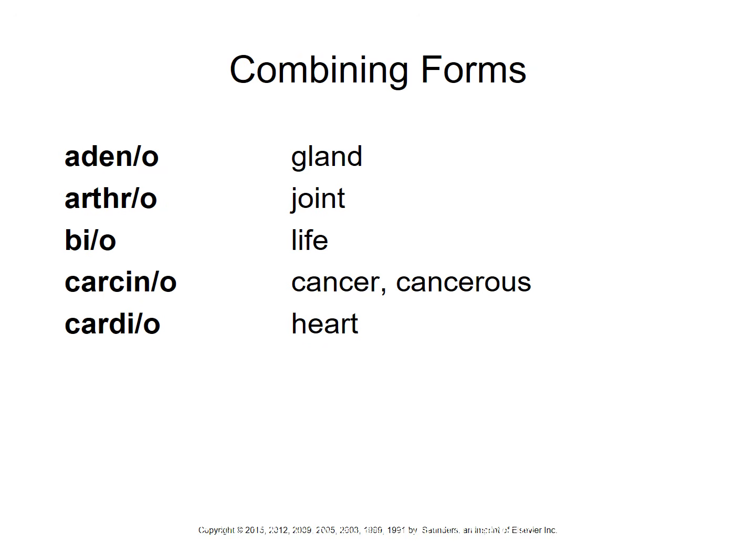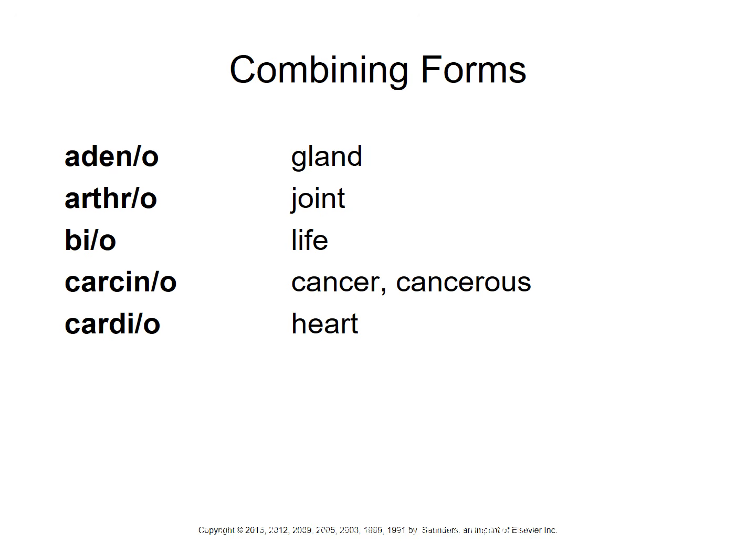Then we start with some other combining forms, and these are listed on page 5 in your textbook. The first one is adeno. Now notice they're using the root along with the vowel to give you that combining form. Adeno means gland. Arthro means joint. Bio, life. Carcino, cancer or cancerous. And cardio means heart.